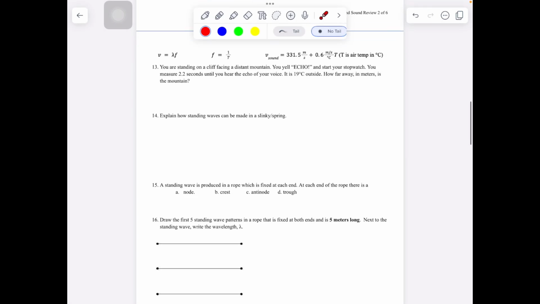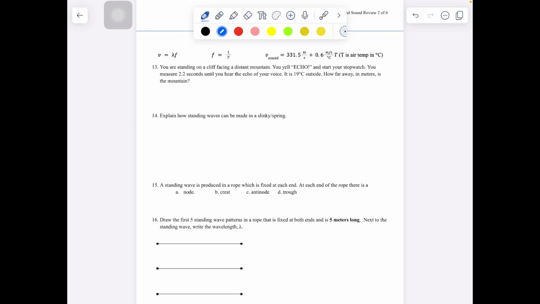Alright, on to our third page. Number 13, you're standing on a cliff facing a distant mountain. You yell echo and start your stopwatch. You measure 2.2 seconds until you hear the echo of your voice. It is 19 degrees Celsius outside. How far away in meters is the mountain?